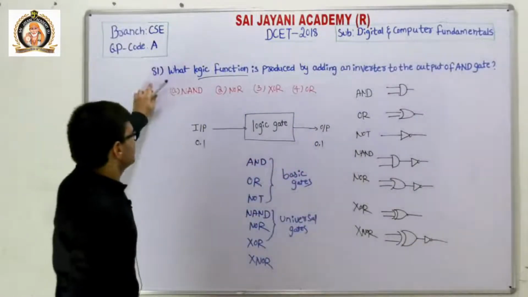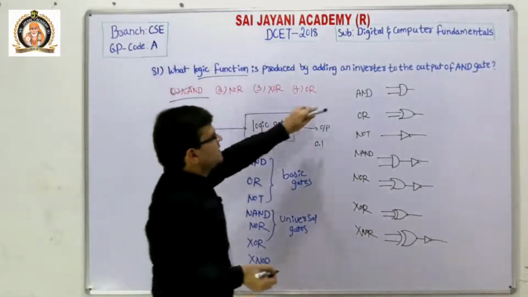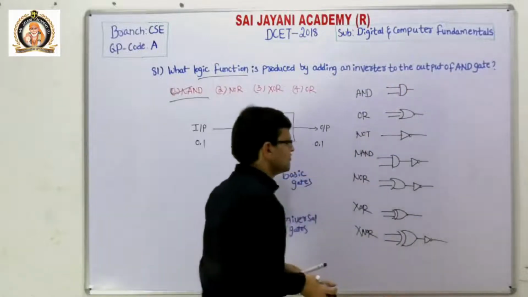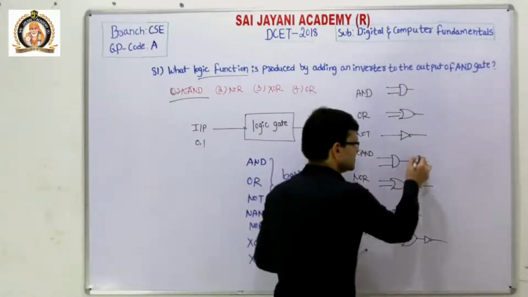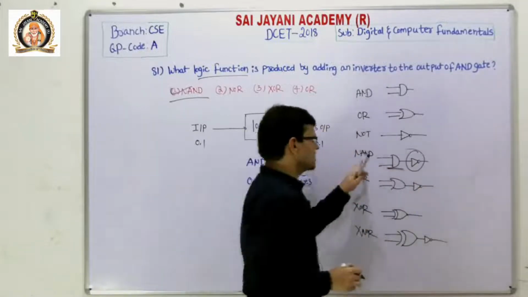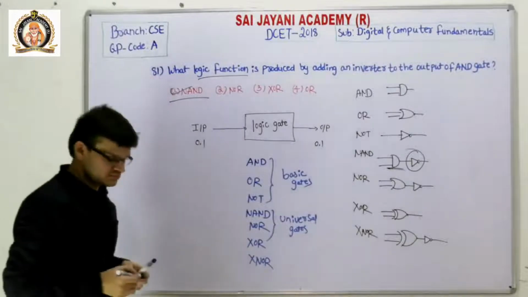So for question number 81, the first option, that is NAND gate. By adding an inverter to the output of the AND gate, okay, whenever we add an inverter at the output of the AND gate, then it becomes a NAND gate. So the right option is the first one for question number 81.